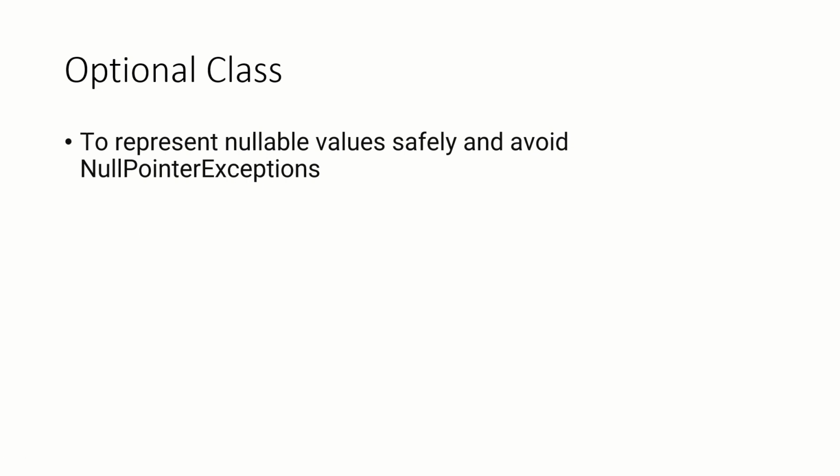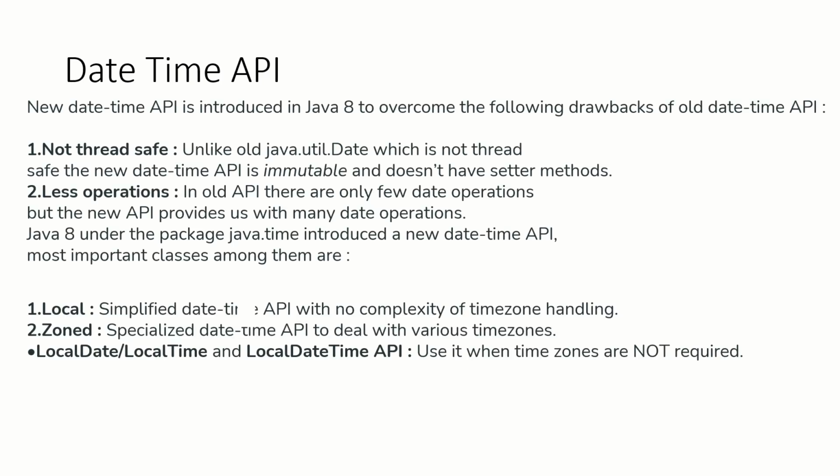Now let me go to the next slide and discuss the new feature, which is the new datetime API. Here you can see that in Java 8 a new datetime API was introduced. Before Java 8 there was a datetime API, but it was not as effective as the new one. The new datetime API was introduced in Java 8 to overcome the following drawbacks of the old datetime API. The old datetime API was not thread safe and had fewer operations.